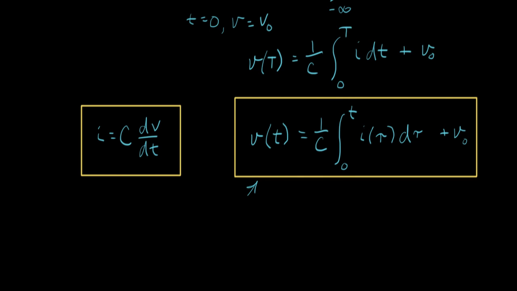So now I have my two capacitor equations, the two forms of the equation. One is I in terms of V, and the other is V in terms of I. And we're going to basically look at this equation here and do a little exercise with it to see how it works.